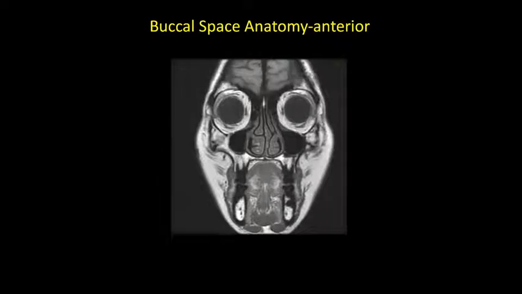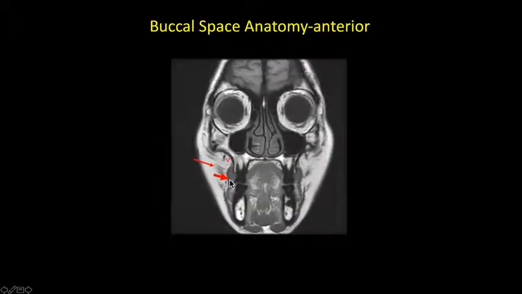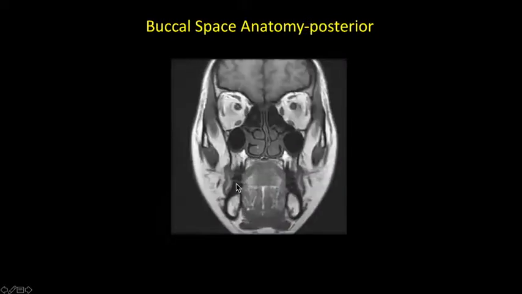Now some more buccal space anatomy going in the coronal plane. Anteriorly, here's the facial vein, this dot, and the muscles of facial expression. The fat arrow is pointing to the buccinator muscle. Going a little bit more posteriorly now, we have again the buccinator muscle. Deep to that we have the submucosal fat plane that separates the buccinator muscle from the buccal mucosa of the oral cavity next to the teeth.